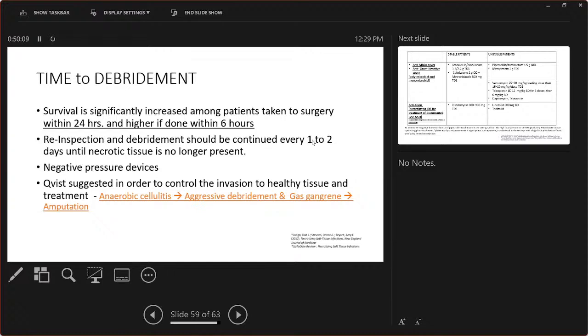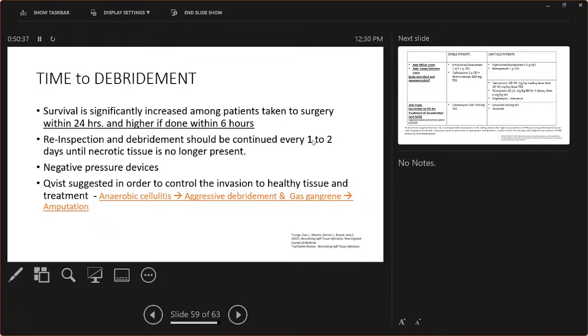So time to debridement: the survival is significantly increased among patients taken to surgery within 24 hours, and higher if done within 6 hours. So preferably it should be done within 6 hours. And re-inspection and debridement should be done continuously every 1 or 2 days until the necrotic tissue is no longer present. Negative pressure devices can also be used.